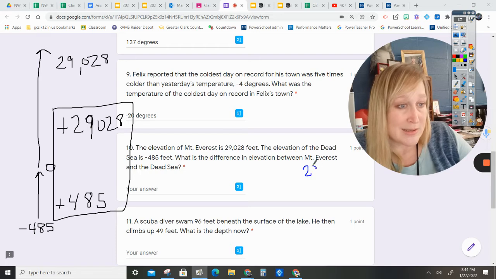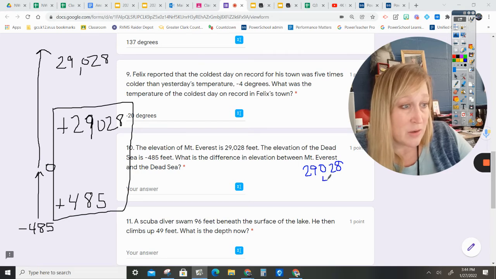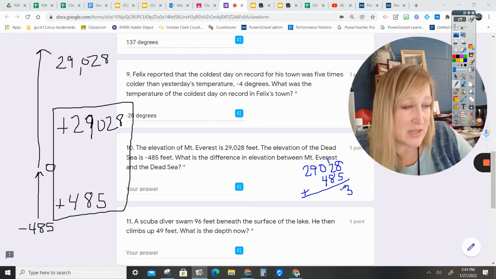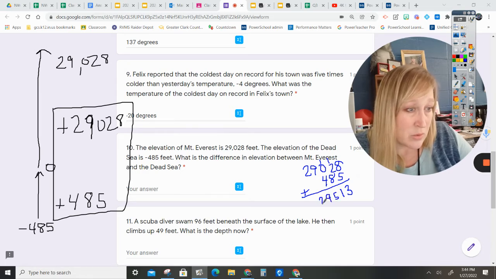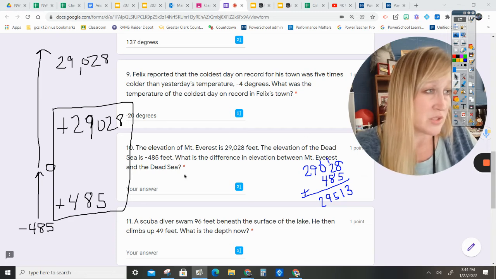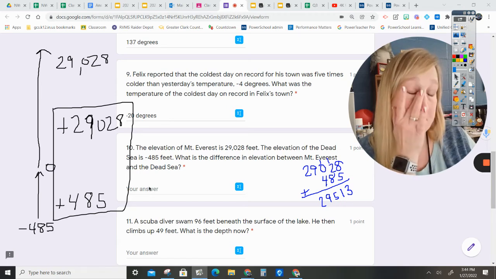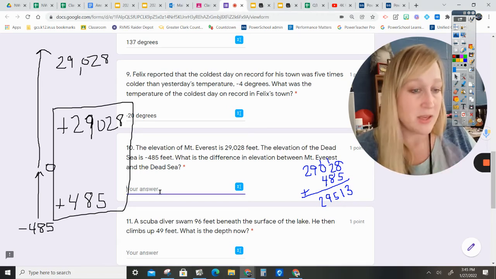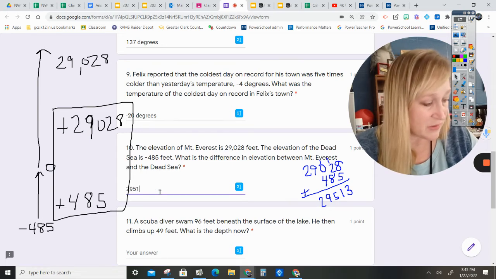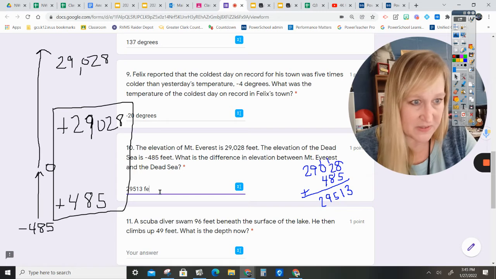So 29,028 plus 485. I want you to notice that I lined them up properly. 8 plus 5 is 13. Carry that 1. 2 plus 8 is 10, plus the 1 is 11. Carry the 1. So I got 29,513. Now I'm not sure how I typed it. I wait patiently for the computer to like me again. 29,513. We're going to say feet.